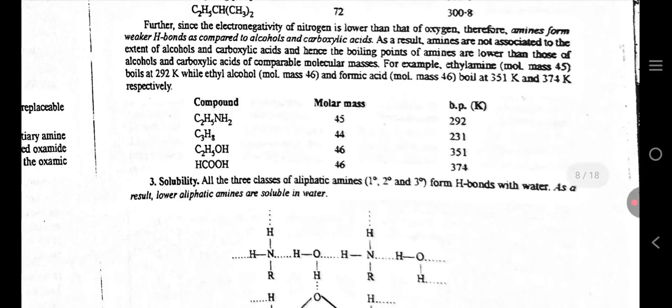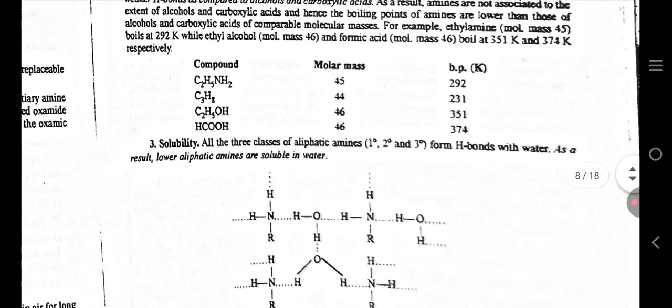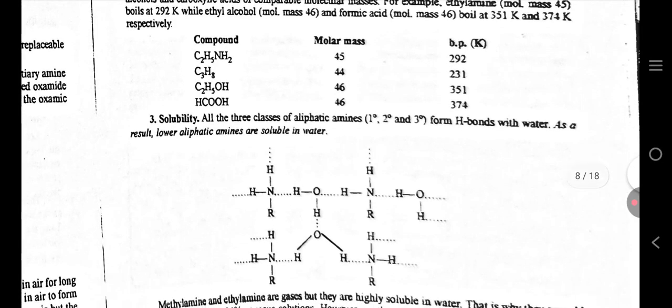Since the electronegativity of nitrogen is lower than that of oxygen, amines form weaker H bonds as compared to alcohols and carboxylic acids. As a result, amines are not associated to the extent of alcohols and carboxylic acids, and hence the boiling points of amines are lower than those of alcohols and carboxylic acids of comparable molecular masses. For example, ethylamine boils at 292 Kelvin, while ethyl alcohol and formic acid boil higher.